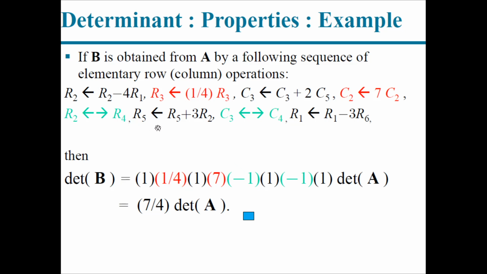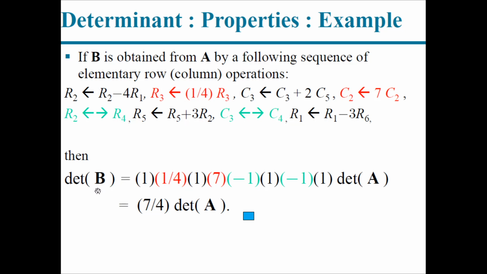Then we have replacement on row 5. Replacement doesn't change the determinant, so the multiplying factor is 1. Then swapping column 3 and column 4. Each swap of rows or columns multiplies the old determinant by -1. And the last operation was a replacement on row 1. Replacement doesn't change the determinant, so the multiplying factor is 1.